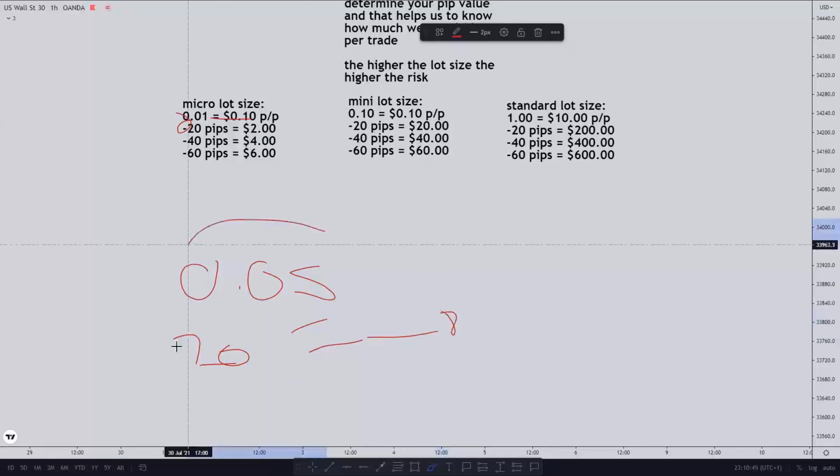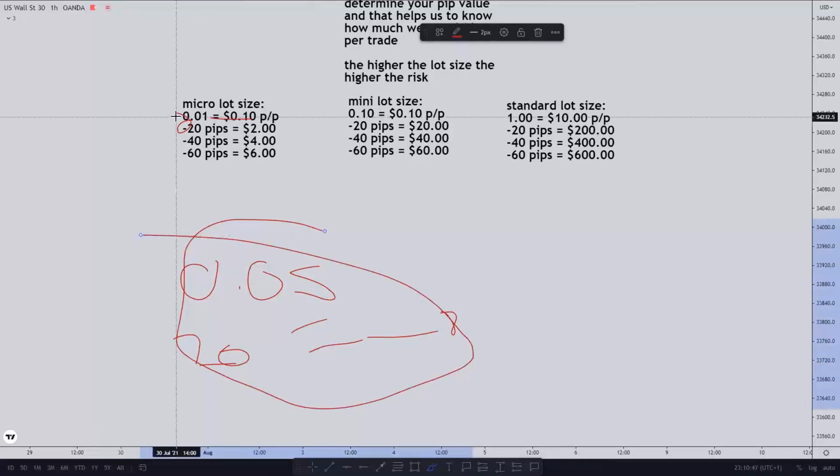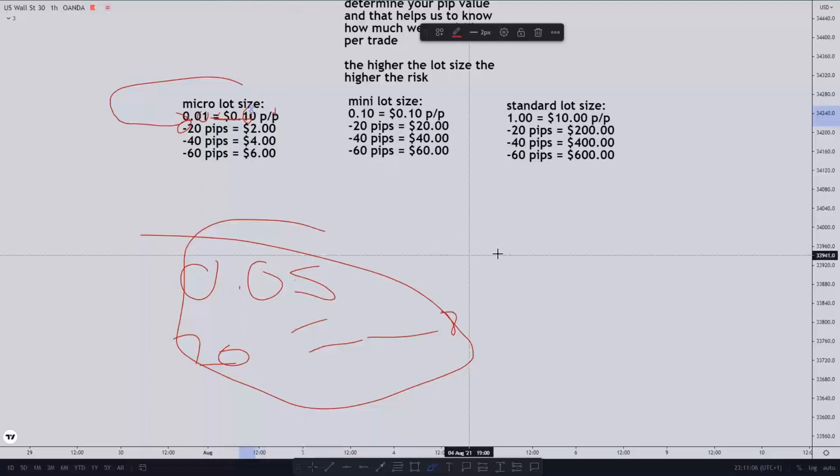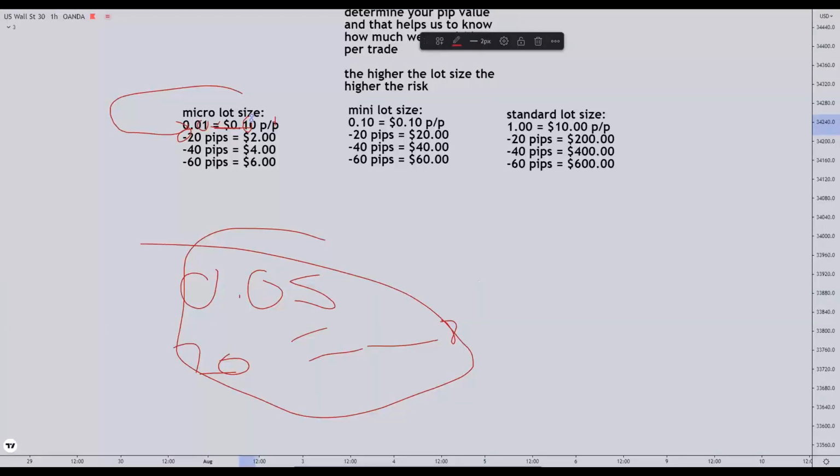So you get all this by understanding that 0.1 equals 10 cents per pip. Then you can work from there. When you open a 0.6, it's going to be the same thing. You just times this by 6, which is, I'm not good at maths, but let's just calculate quickly, guys.